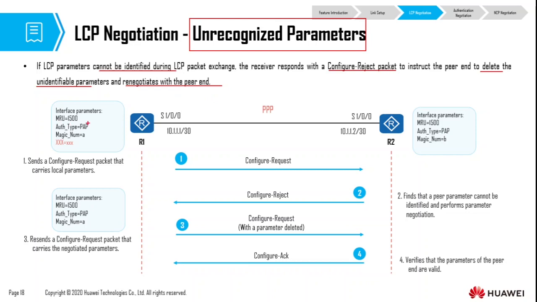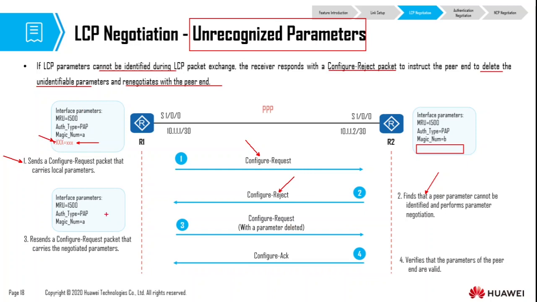Okay, so here we want to send the configure request from R1, but we've included one parameter here, XXX. But the peer end does not recognize that parameter. It does not recognize what XXX is. So after it receives this configure request and finds that the parameter cannot be identified, it sends a configure reject instructing the peer to delete this parameter.